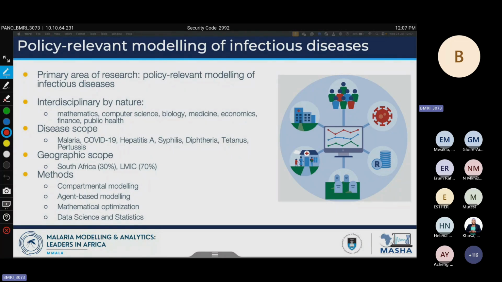As I said, our primary focus is policy relevant disease modeling or mathematical modeling. And so this is interdisciplinary by nature. When you do mathematical modeling, yes, maths is in the name, but we need to be good at a number of things. And I'm sure in your fields, you realize this too. You've got to be a good or a decent programmer or work with very good programmers. You've got to have a good nuance or understanding of biology, epidemiology, medicine, economics, finance, public health.